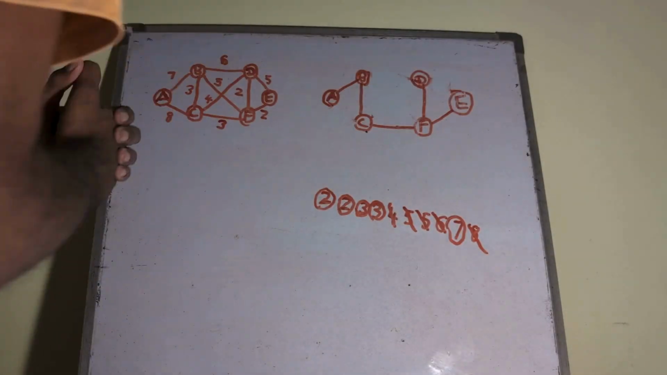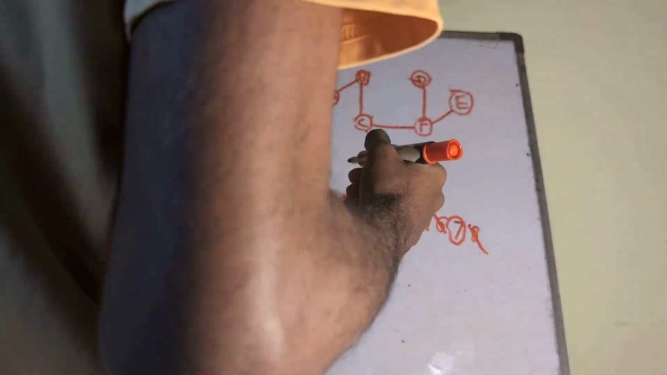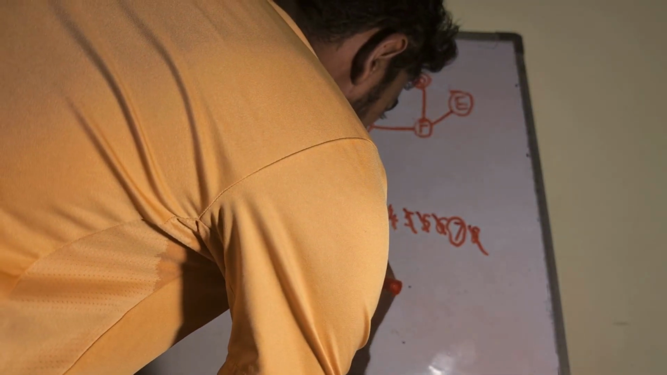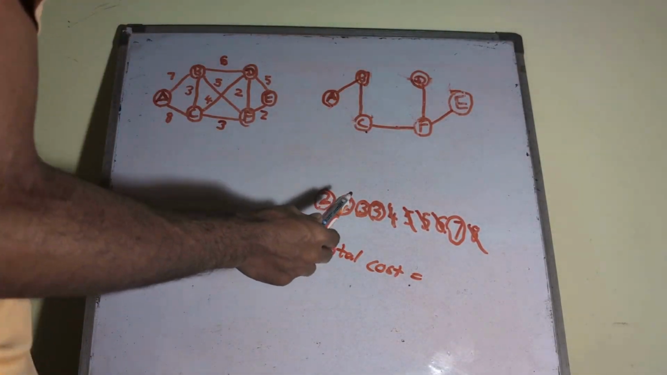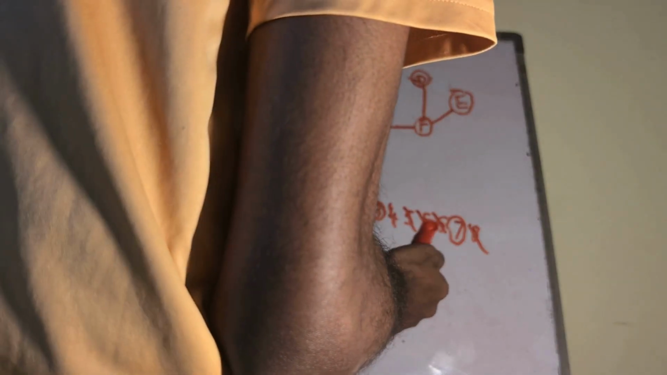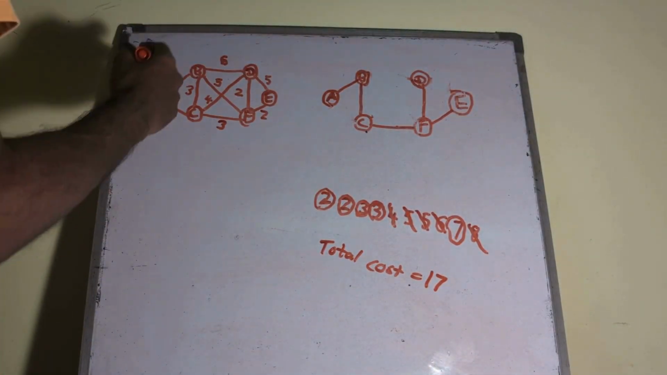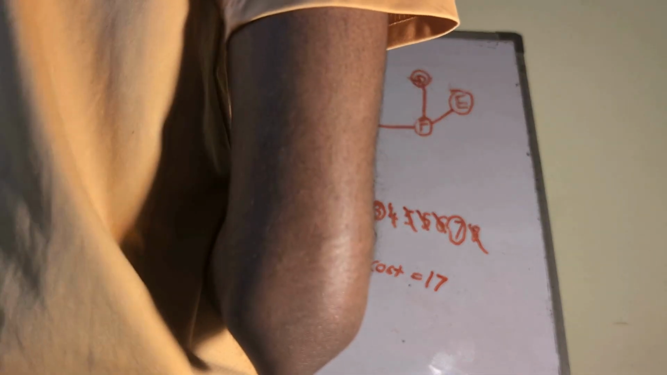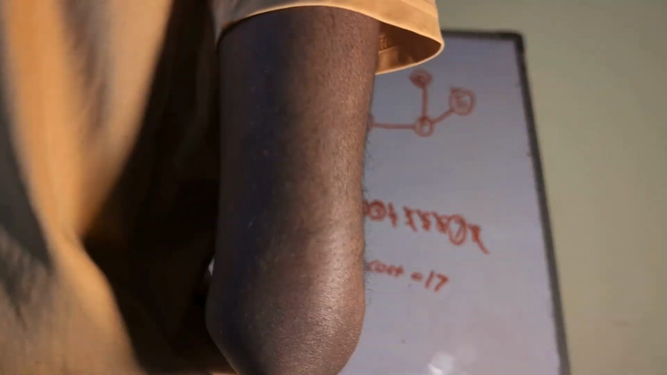Now you can get the total weight, the total cost of this graph. Now you can see 2 plus 2 plus 3 plus 3 plus 7, that is 17. 17 is the total cost of this graph. This is the minimum cost of this graph.